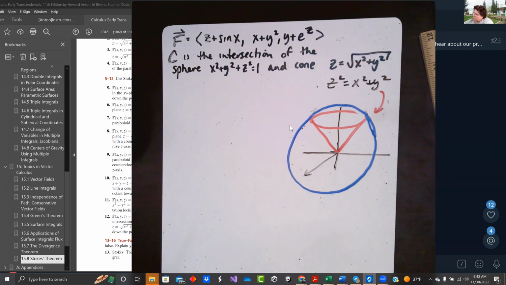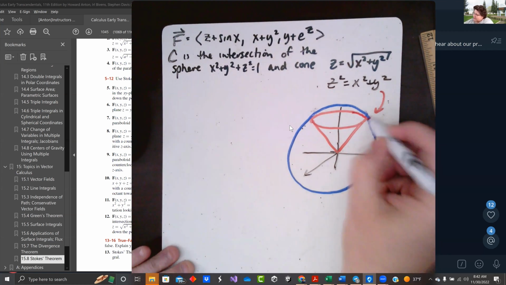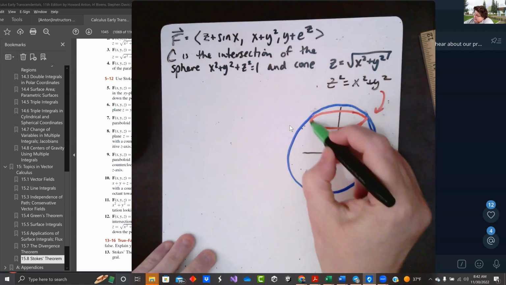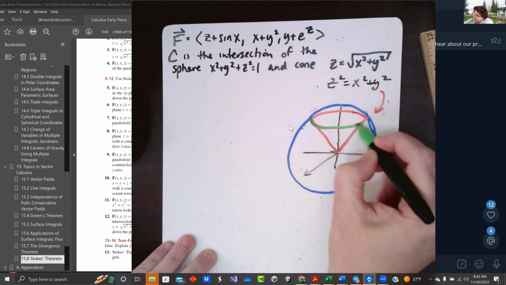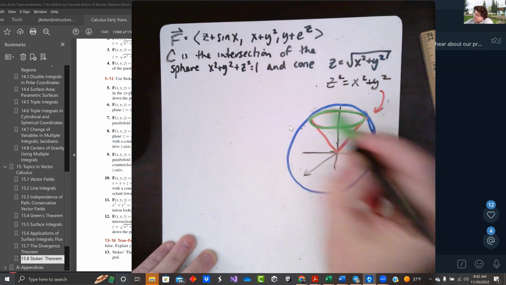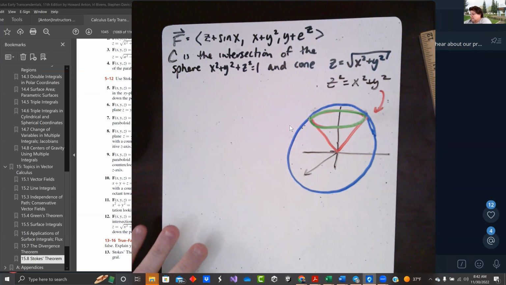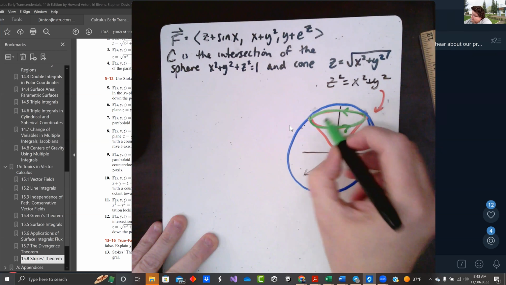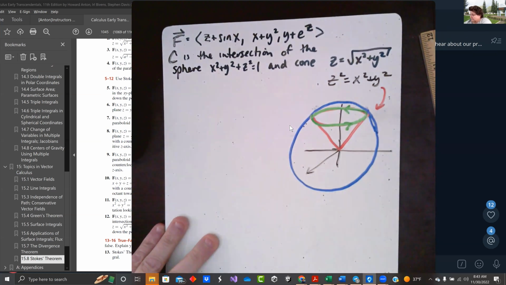So what we're looking for is this curve of intersection, which is going to be this ring. We're going around the curve like that, and it's where the two graphs touch. The easiest way to see where the two graphs touch is to set them equal to each other.